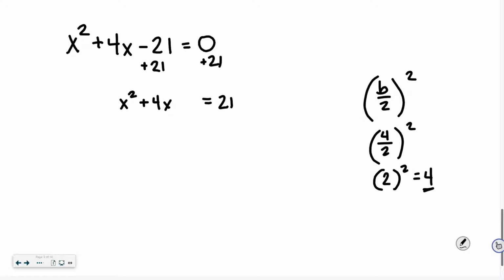So I'm going to add this where? To both sides. Why both sides? Yeah, we need our equation to stay balanced. I can do anything to one side of the equation as long as I do it to the other side. So now I have 25 on the right side. What do I have on the left? I'm going to rewrite it now as a binomial squared. What is my binomial? X plus 2.